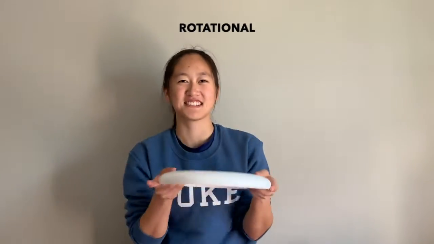So rotational symmetry is when something looks the same when you turn it at a different angle. So for example, this frisbee, if you ignore this pattern on the front and you turn it to any degree, it'll still be the same shape. So if I spin it, you can see it's got rotational symmetry.